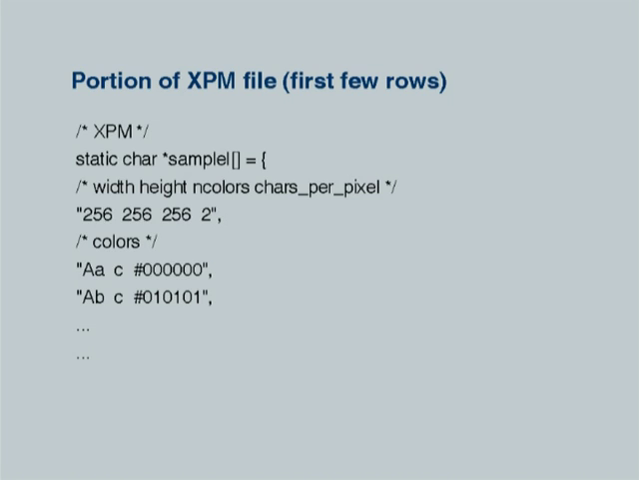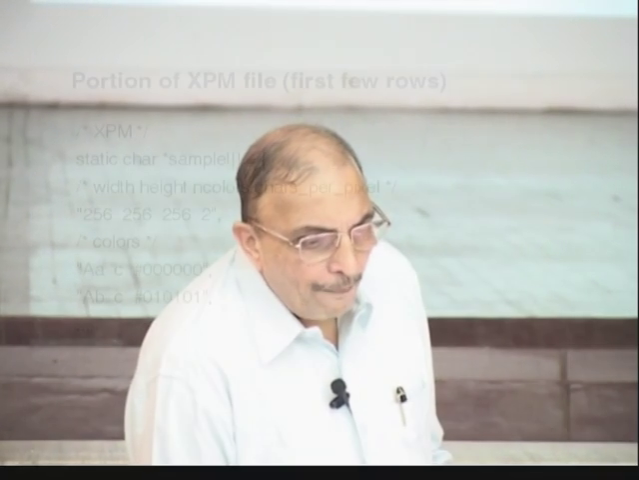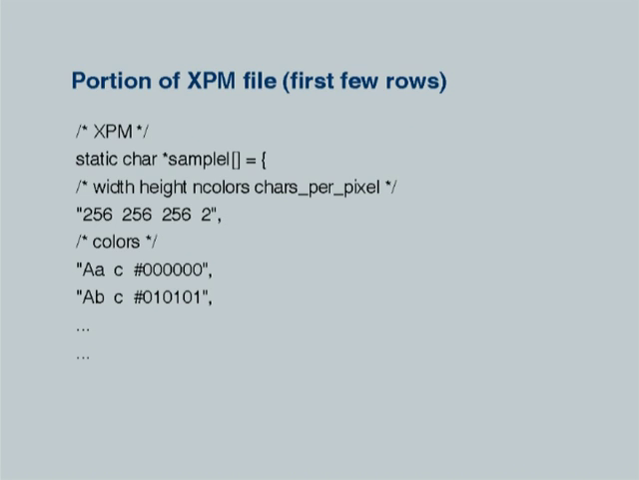And this file says XPM static char star sample, width, height, n colors, chars per pixel. Notice that these comment lines, all these lines, are generated by writing some fixed fprintf statements. Then these are the actual values, 256, 256. 256 is width, 256 is height. There are 256 colors, and each color is represented by two characters. Then I have a comment line for colors. This is how the color code key will come. This is my color palette. AA represents 0, AB represents 1, AC represents 2, and so on. This will continue till the color palette is exhausted.